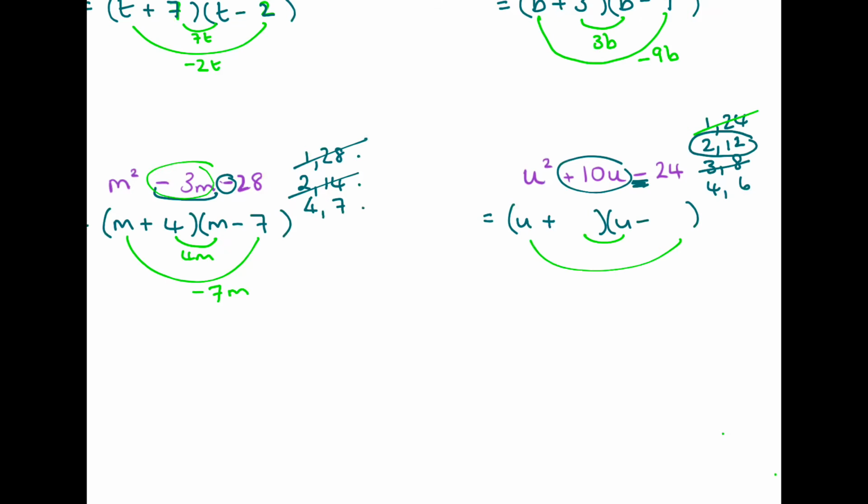If they were both positive, they would make 10u. But remember, the signs are not both positive in this case. We've got a plus and a minus because that's a minus. So we can forget about the 4 and the 6. So it's going to be the 2 and the 12. And we're wanting a positive answer. So the bigger number goes with the positive, with the plus. Okay, and let's just quickly check. We get 12u and minus 2u. So that gives you positive 10u, which was what we wanted.